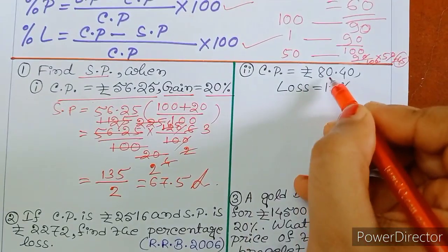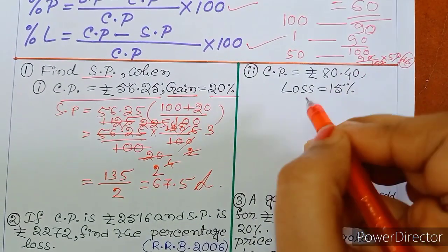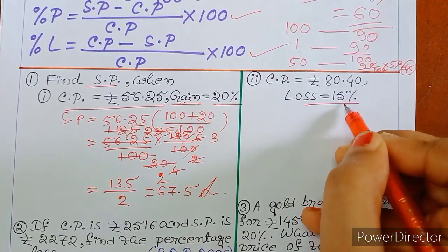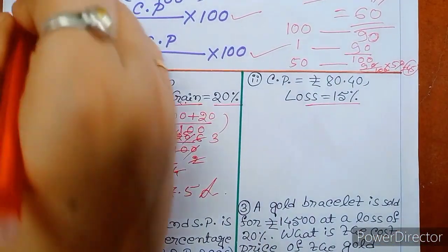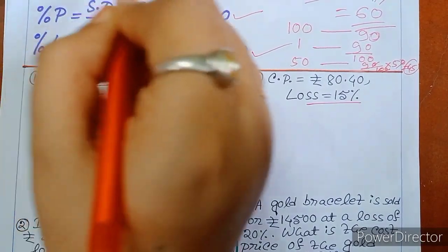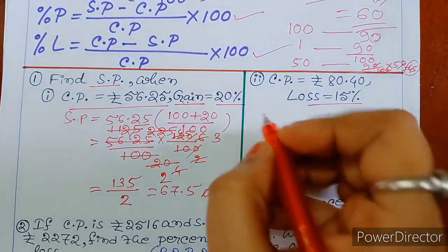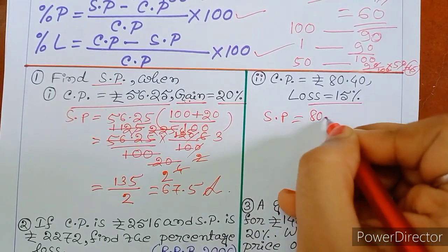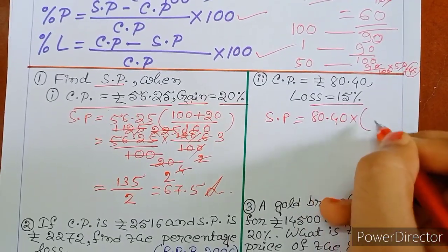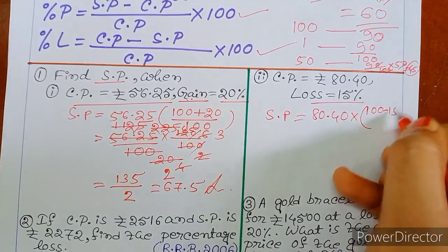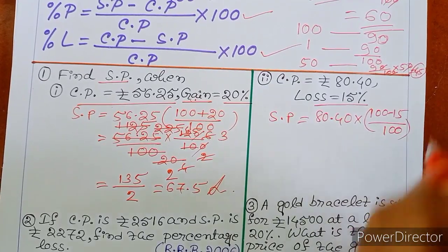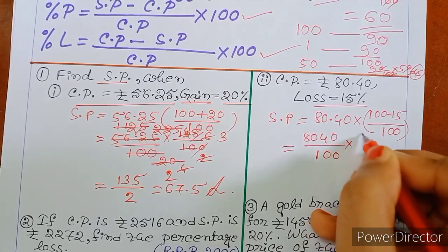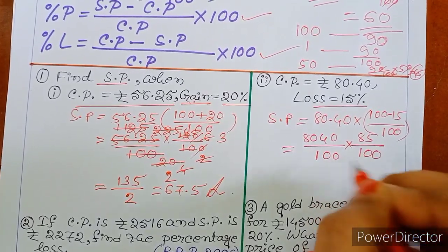Next question. Cost price equal to 80.40 and loss 15%. Here loss means 15%. So we use this formula, selling price equal to cost price into 100 minus L by 100. So selling price equal to 80.40 into 100 minus 15 by 100, 85 by 100.